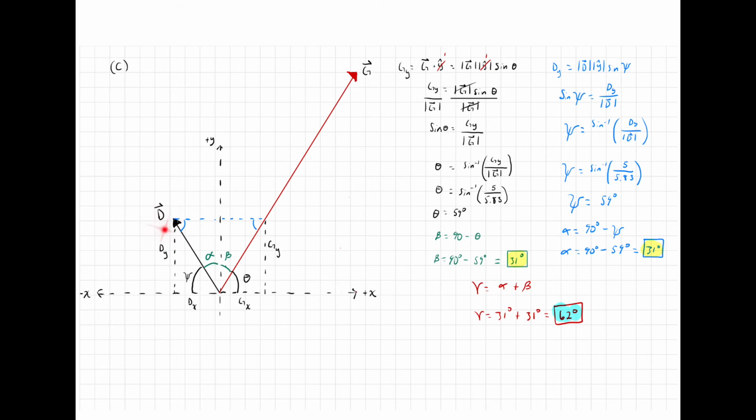And then for vector D, it's a similar approach to finding alpha, which would make sense. It's going to be 31 degrees also, because they're both the same vectors, just pointing in different directions. So then we add, I guess we'll label this angle here, beta plus alpha is gamma. So that angle would come out to 62 degrees.